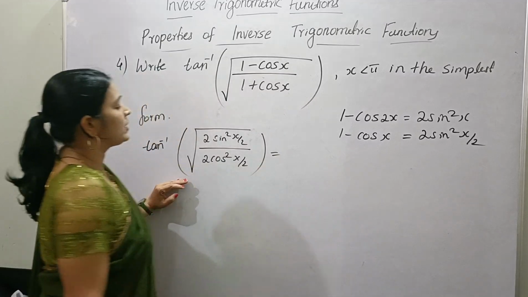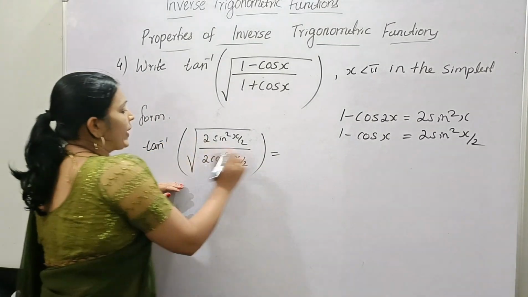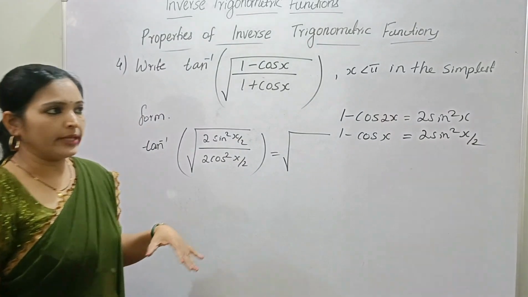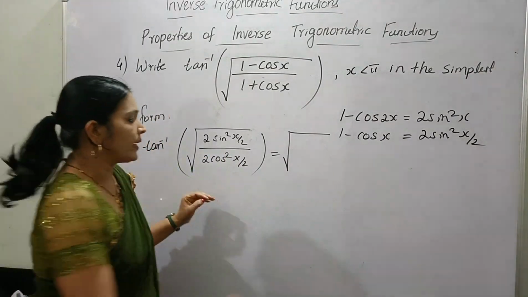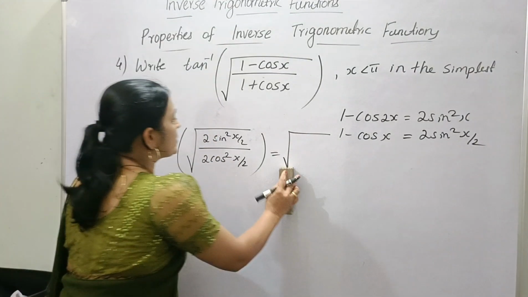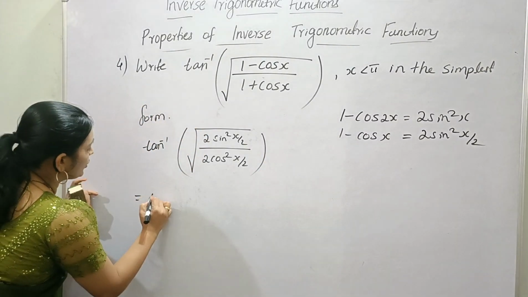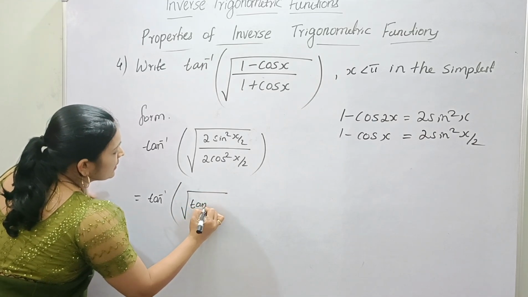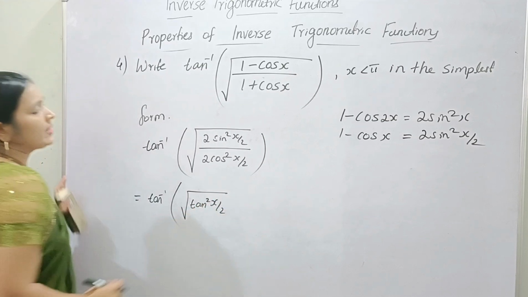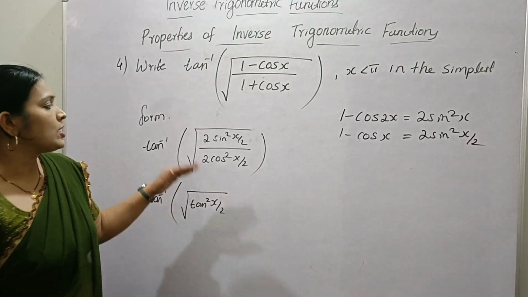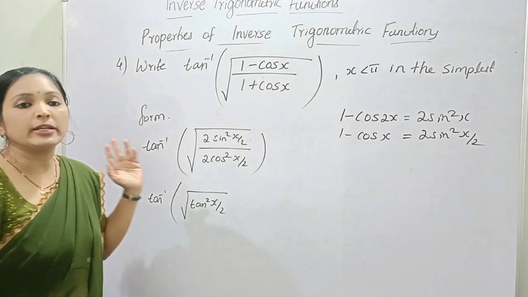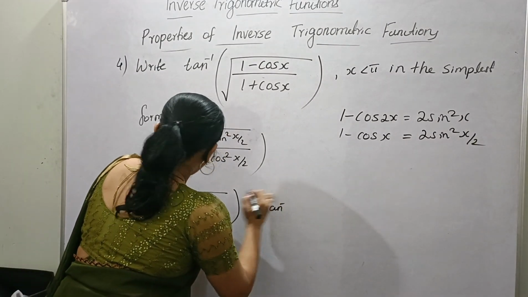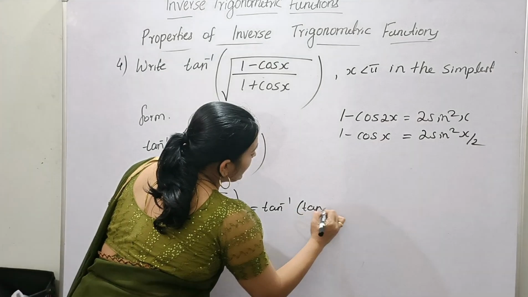That is equal to, see here, 2 cancelled, square root of sine square x by 2 by cos square x by 2. What is sine square by cos square? Tan square, right? So that is equal to tan inverse of square root of tan square x by 2. Sine square by cos square is nothing but tan square. So when we take its root, it will be tan inverse of tan x by 2.